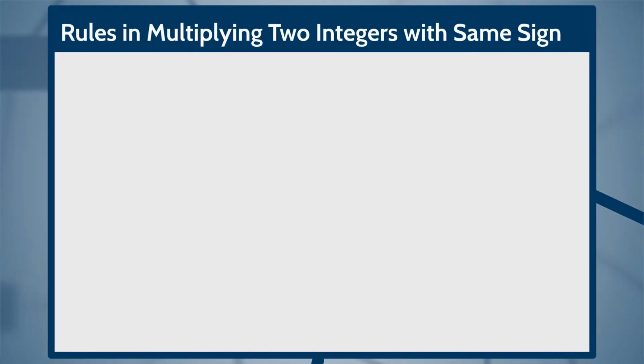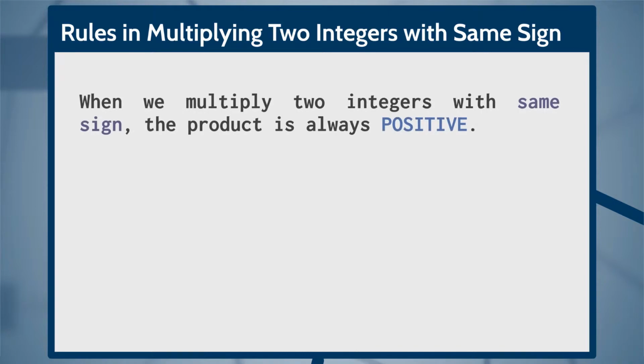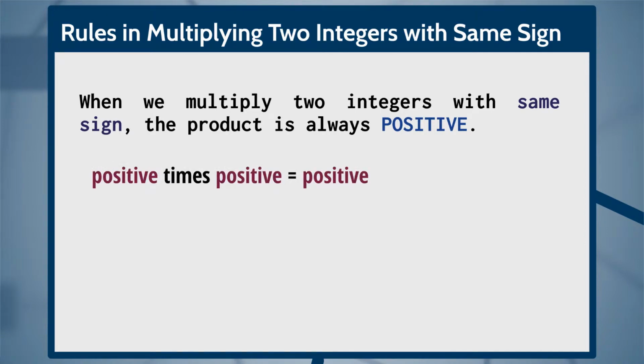Now, let's study the rules in multiplying two integers with the same sign. When we multiply two integers with the same sign, the product is always positive. A positive integer times a positive integer is equal to a positive integer. Here's an example. 3 times 6 equals 18. The signs of 3 and 6 are the same. They are both positive, and their product is positive as well.